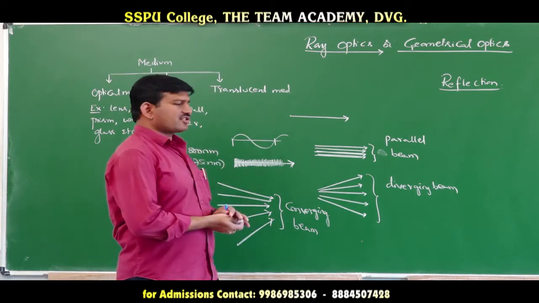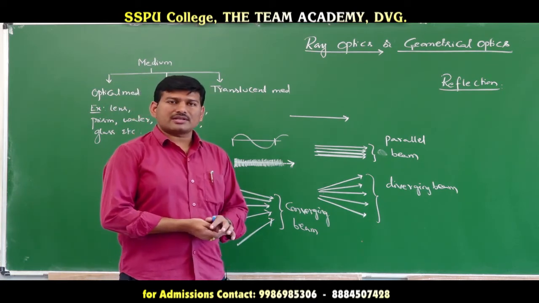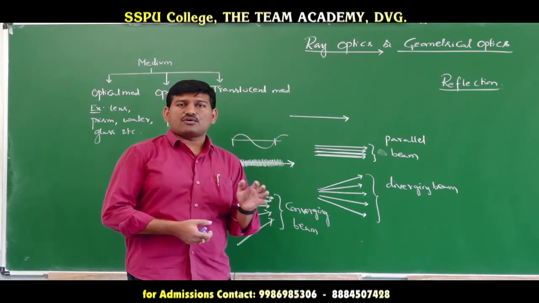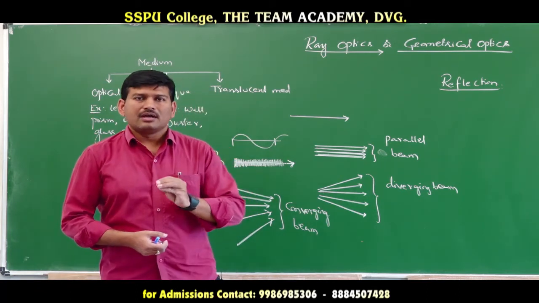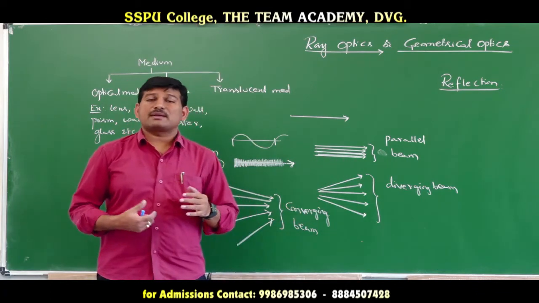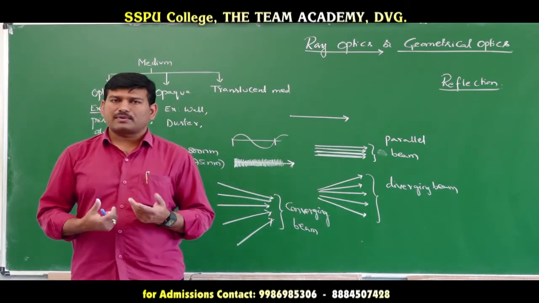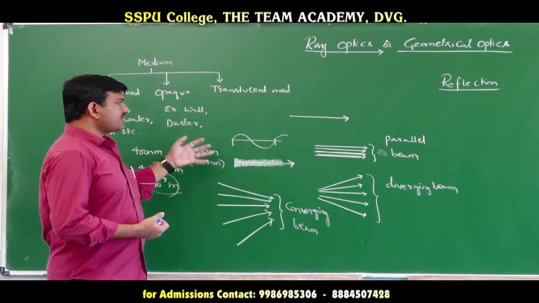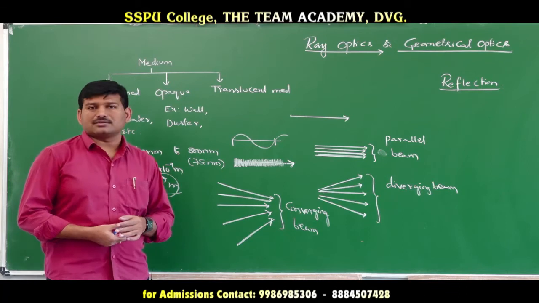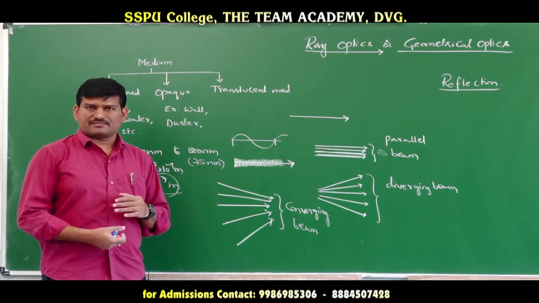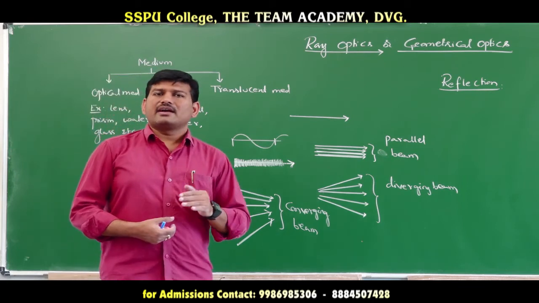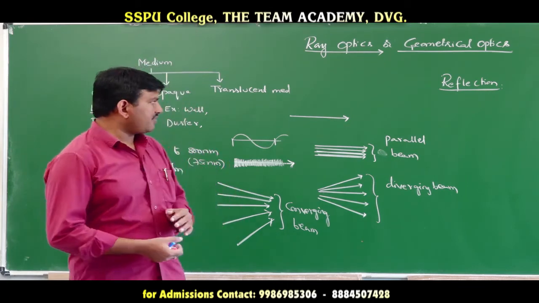So what is reflection then? In order to understand reflection mathematically or theoretically, first we have to study some important terms related with the optics part, like what is meant by an interface, what is an optical medium. Already we discussed what is meant by an optical medium. Next thing is we have to study about the interface and what is normal line, incident ray, reflected ray, all these things we have to study.